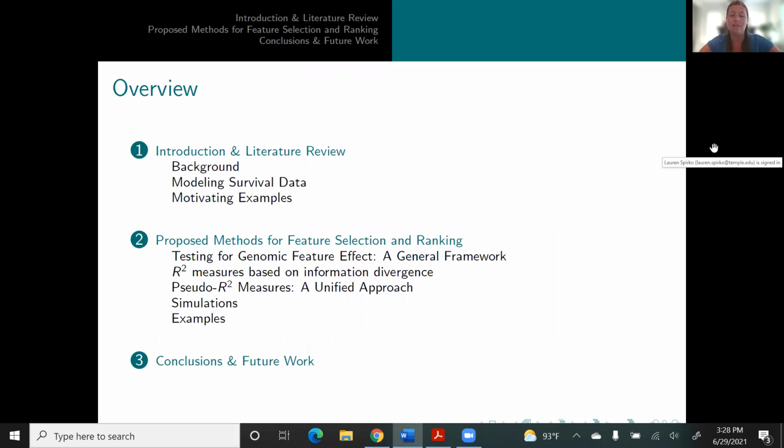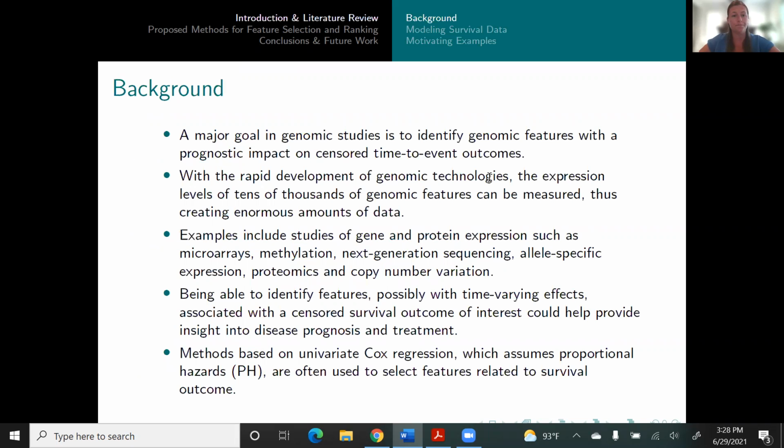A little overview of my talk. I'll start with an introduction and literature review, and then I'll discuss various proposed methods for feature selection and ranking, and look at some simulations and real data examples, and then conclude and discuss future work.